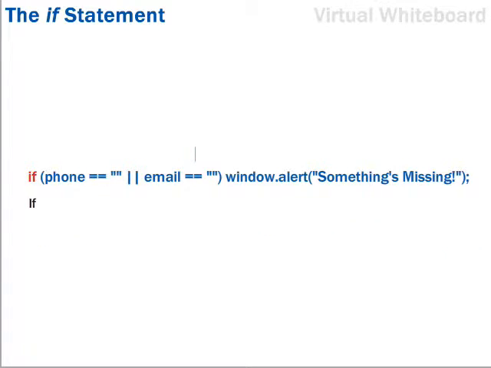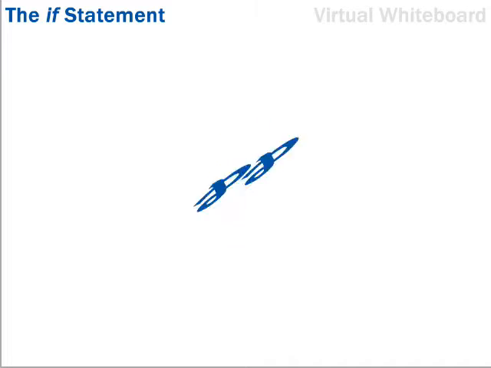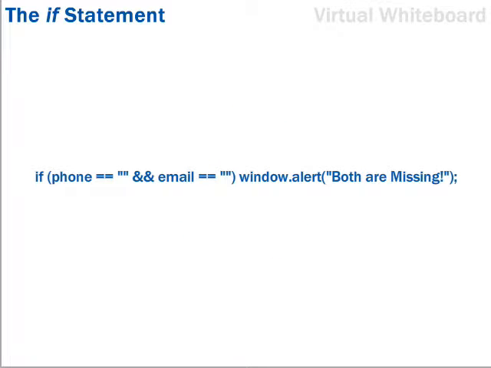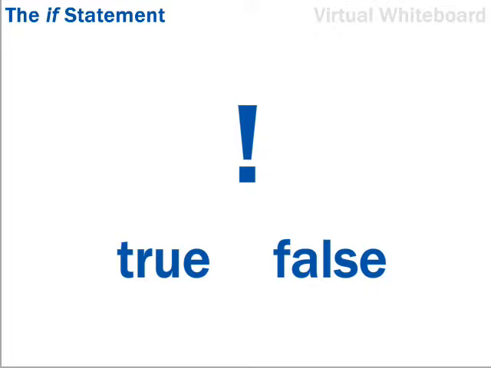Translated to English, this would be, if the phone number is blank or the email address is blank, display an error message. An additional logical operator is the AND operator. Consider this statement. This statement uses the AND operator instead of the OR operator, so the error message will only be displayed if both the email address and phone number variables are blank. In this particular case, OR is a better choice. The third logical operator is the exclamation mark, which means not. It can be used to invert an expression. In other words, a true expression would become false and a false one would become true.